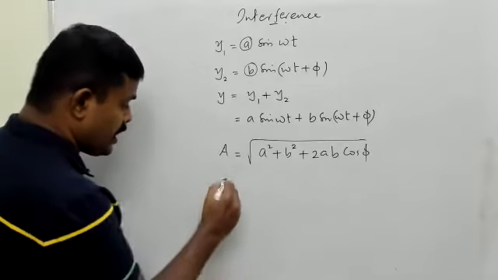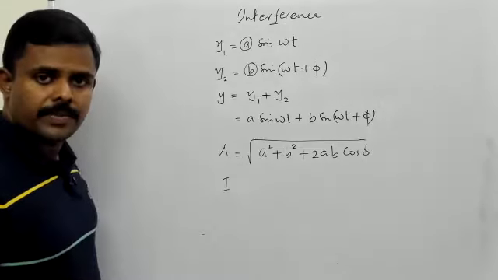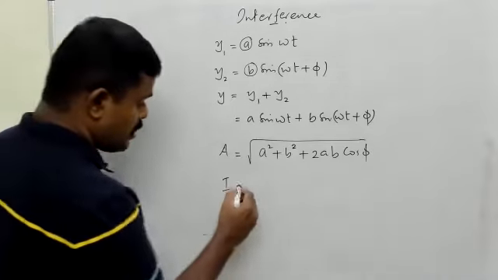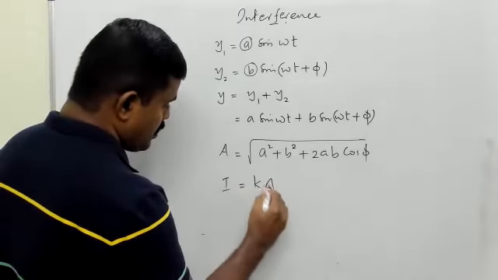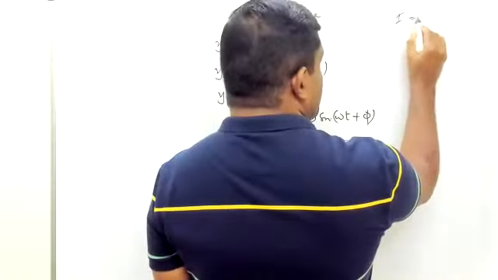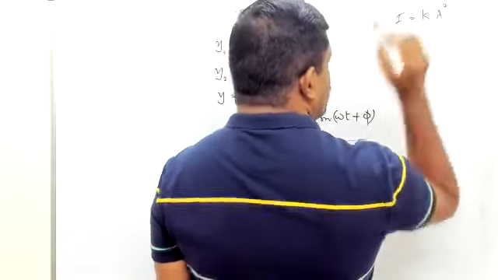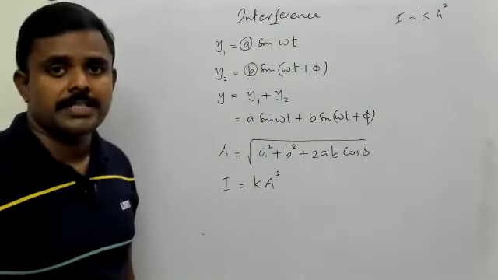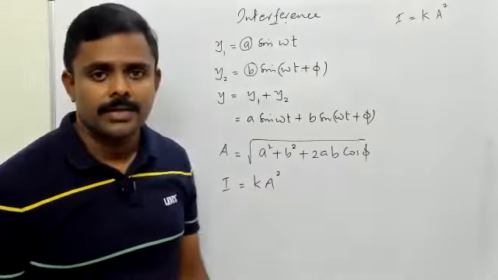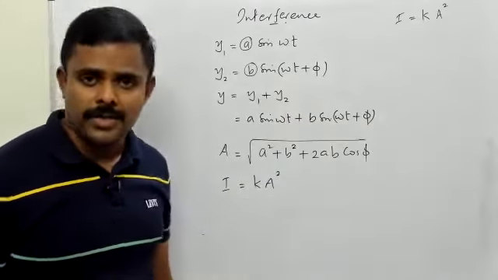But my intention is to get the resultant intensity. When two waves join together, what's the intensity going to be? Intensity equation, do you remember from class 11? If you don't remember, I'll tell you. Intensity is given by K into amplitude square. That is how you write intensity. Intensity is directly proportional to amplitude square. Intensity is equal to a constant into amplitude square.